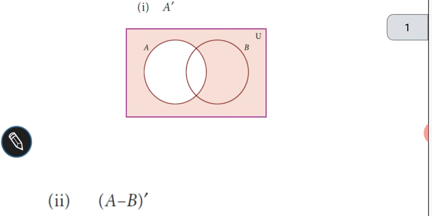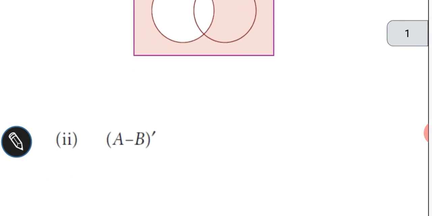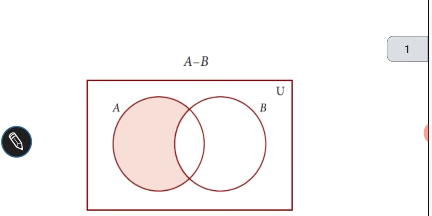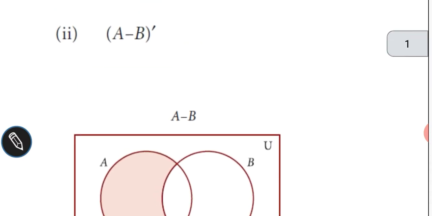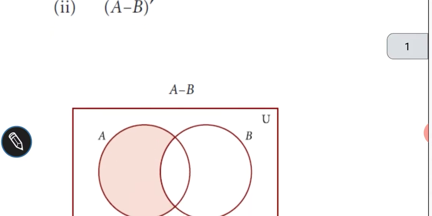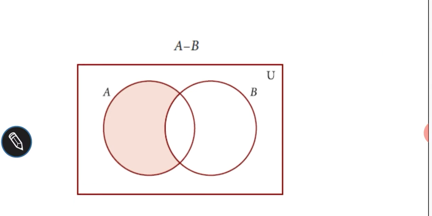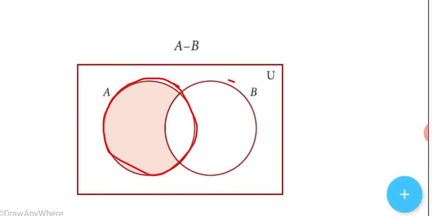Next we have to find A minus B the whole dash, that is, A minus B the whole complement. Before finding A minus B the whole dash, first we have to find A minus B. So draw the diagram like this. A minus B means A only, not B. This is the A circle, this is the B circle.